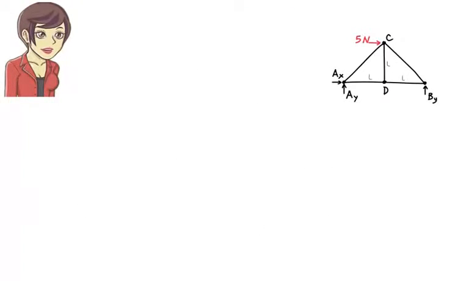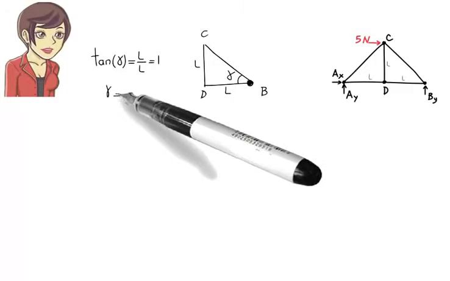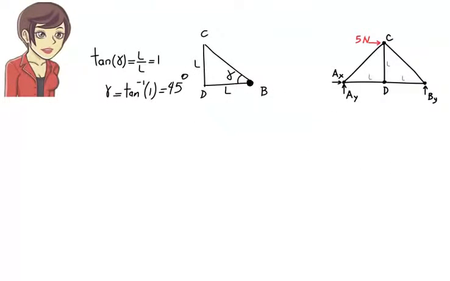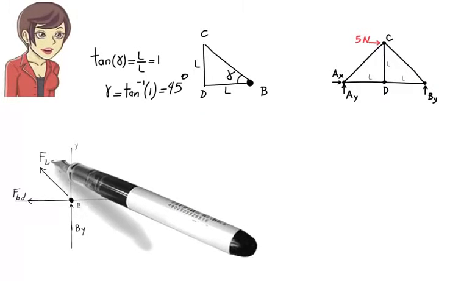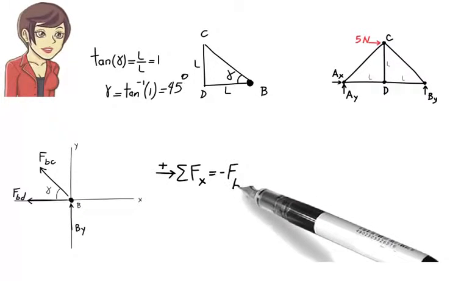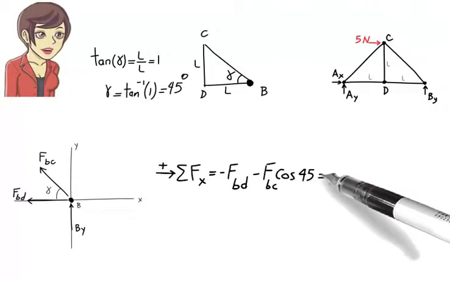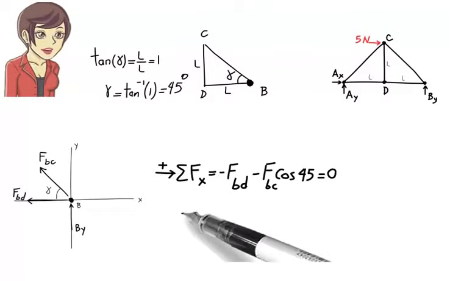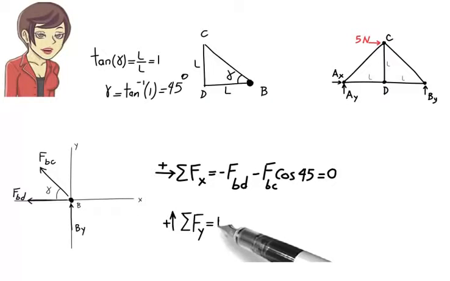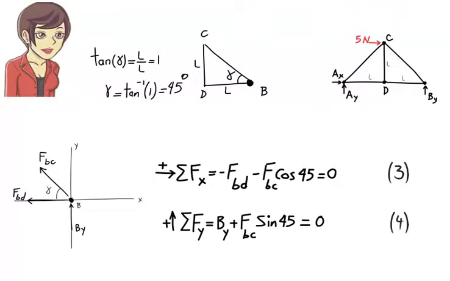For joint B, angle gamma can be easily calculated from the truss geometry. The angle is 45 degrees. The two force equilibrium equations for this joint are sum of the forces in the x direction equals negative FBD minus FBC cosine 45 equals 0. Sum of the forces in the y direction equals BY plus FBC sine 45 equals 0. Let's number these equations 3 and 4.